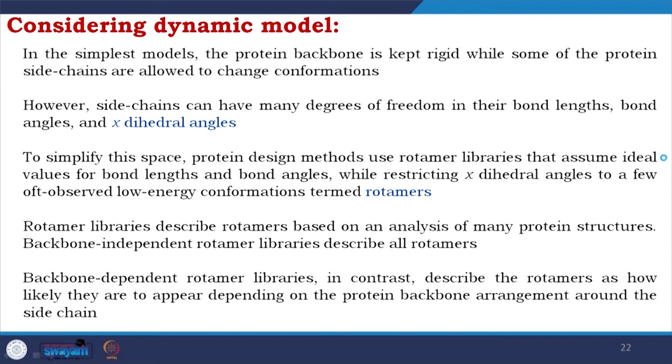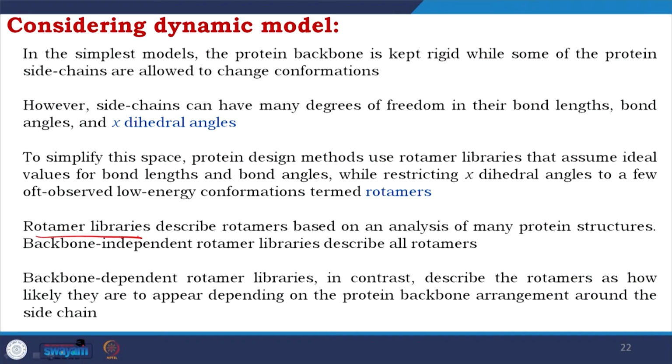So, backbone independent rotamer libraries describe all rotamers. So, what are these rotamer libraries? They take similar structures and see the possibility of rotamer positions of an amino acid, and the statistical consideration chooses the winners, and they are in the library, whereas there are backbone independent rotamer libraries which have all of them. Backbone dependent rotamer libraries in contrast describe the rotamers as how likely they are to appear depending on protein backbone arrangement around the side chain.